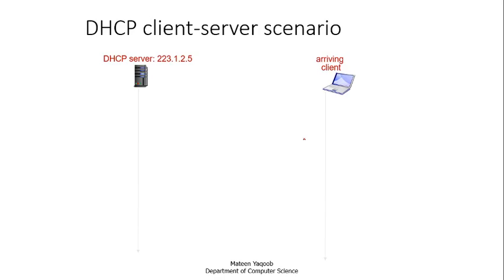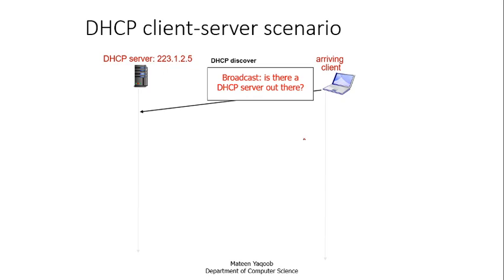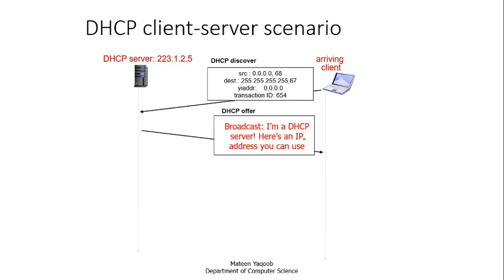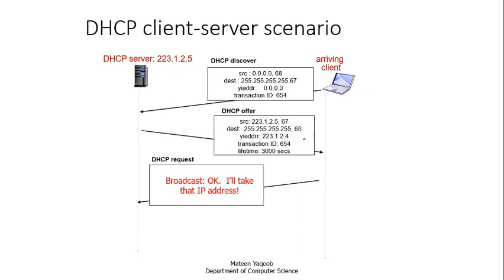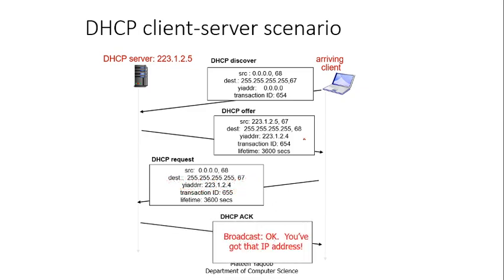Let's see how the communication will work. The client will broadcast the discover message, sent to any DHCP server out there. The DHCP server will reply, yes, I am a DHCP server. Here is your IP address you can use. So a DHCP request will be sent by the client, yes, offer me, let's take that IP address, and the DHCP acknowledgement will come from the server that yes, this is okay. It is free, and you can have your IP address.